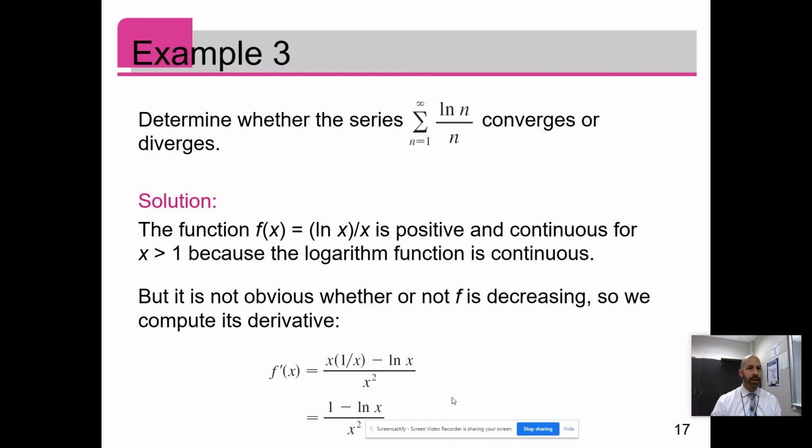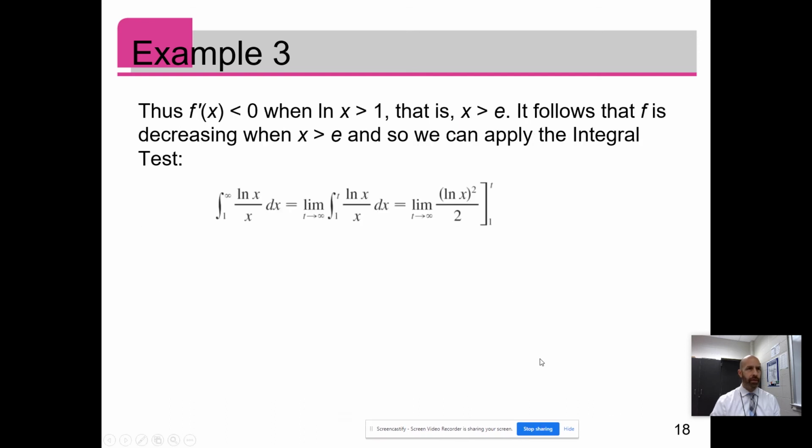I apologize here, but my screen's not going forward. There we go. So it turns out that the ln of x is greater than 1 once x is greater than e. So that means that f prime is less than 0 because the ln of x is greater than 1. It follows that f is decreasing. So we do know that it is indeed positive, we know that it's decreasing, and all of those good things.